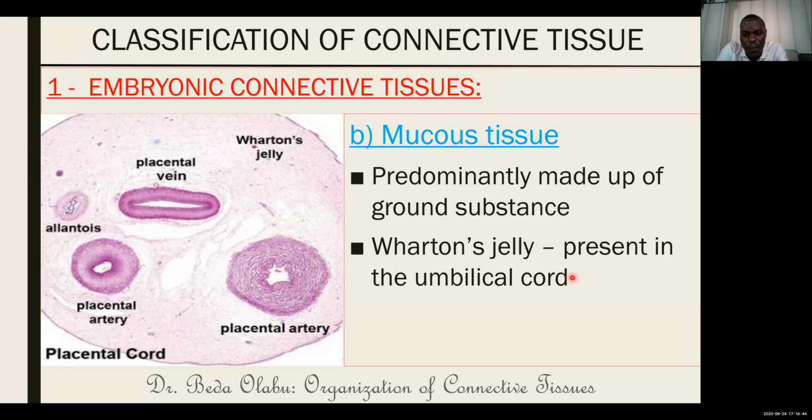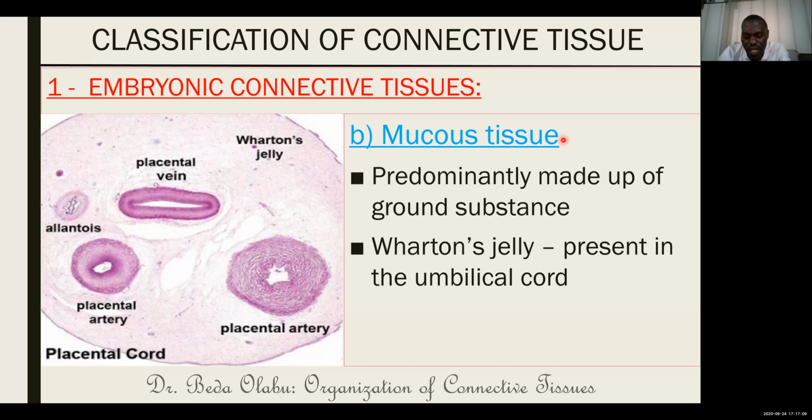Now, uniquely, there are some regions in adults where we may still find mucous tissue. Wharton's jelly is specifically in the embryo, in the fetus, around the umbilical cord. The connective tissue that's around the umbilical cord is called Wharton's jelly. But this tissue can also be found in you and me. Now, where in adults do we find mucous tissue?